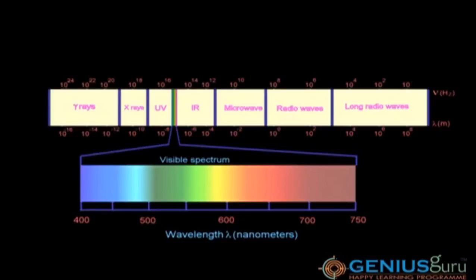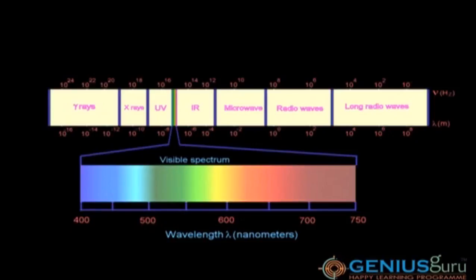Out of these electromagnetic radiations, gamma rays have the highest energy. They are energetic radiations. Coming to the long radio waves, these have less energy. When you compare these radiations with respect to frequency, gamma rays have higher frequency, whereas long radio waves have less frequency. With respect to wavelength, gamma rays have less wavelength, whereas long radio waves have greater wavelengths.